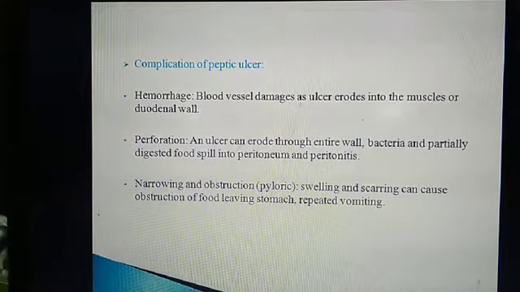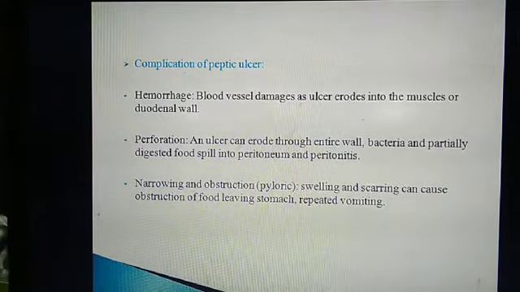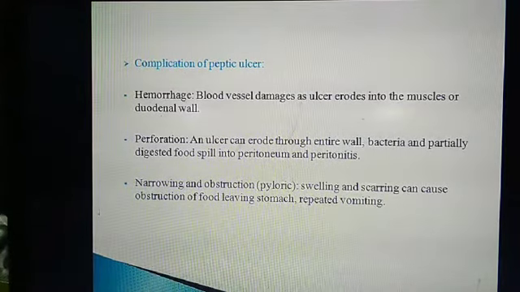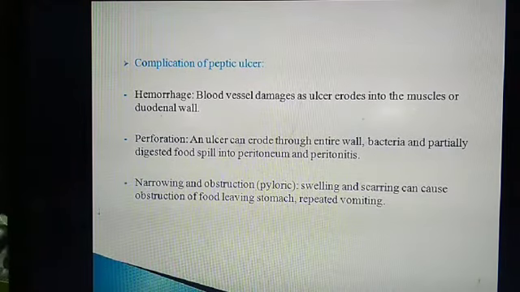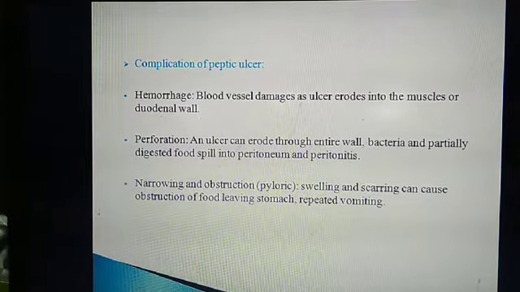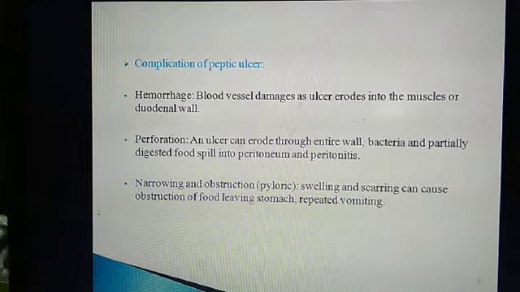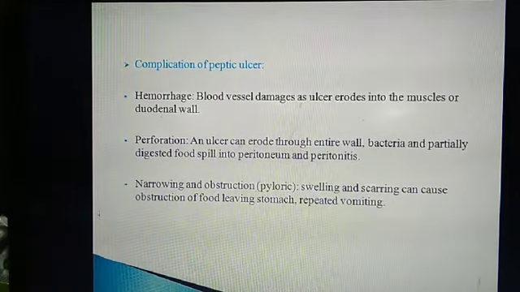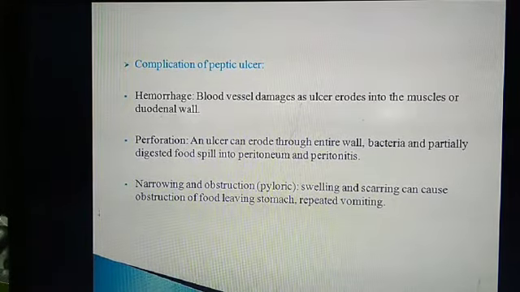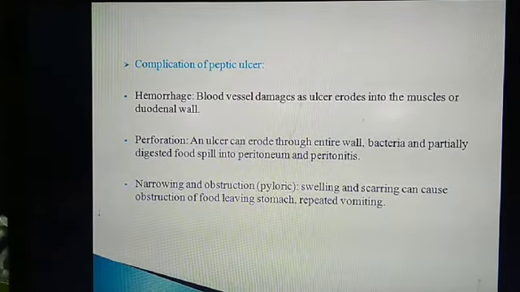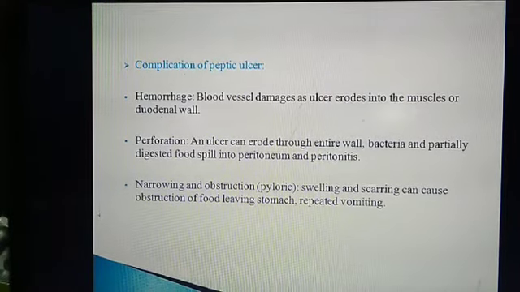Then perforation. This ulcer also can erode through the entire wall of the stomach, and thereby bacteria and partially digested food can spill into the peritoneum, causing peritonitis. Then lastly, narrowing and obstruction of the pylorus. Here swelling and scarring is the main thing which can cause obstruction of food leaving the stomach and may also cause repeated vomiting.